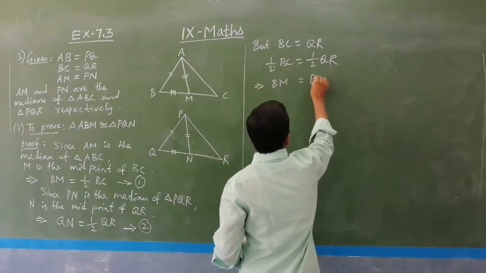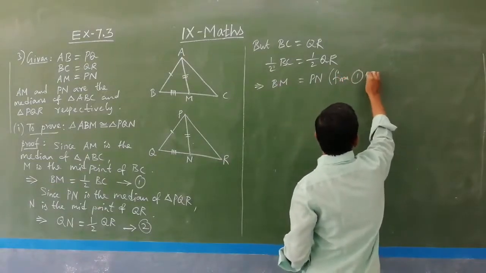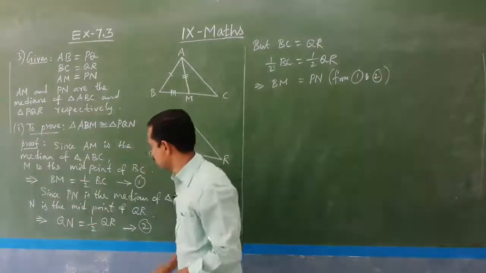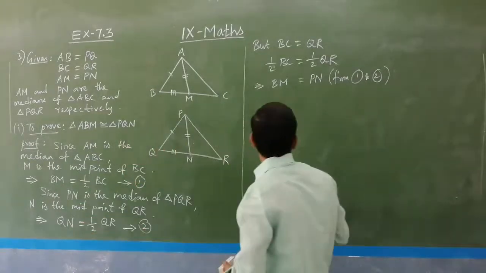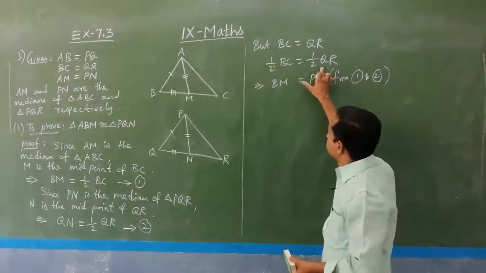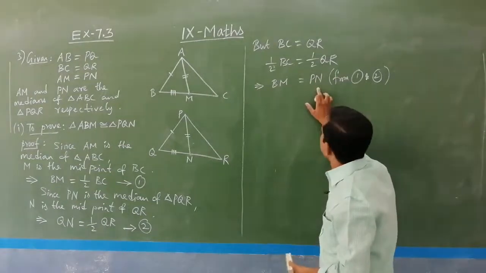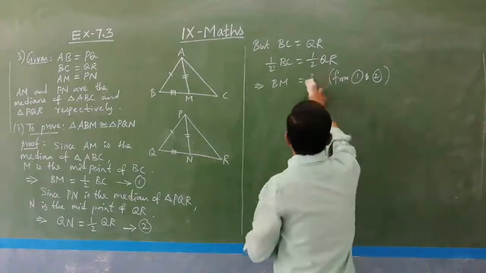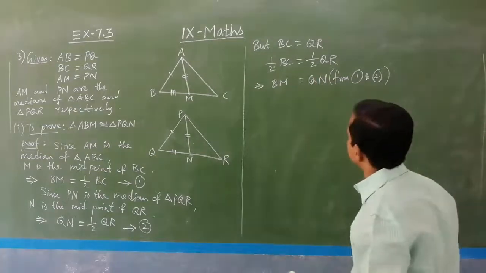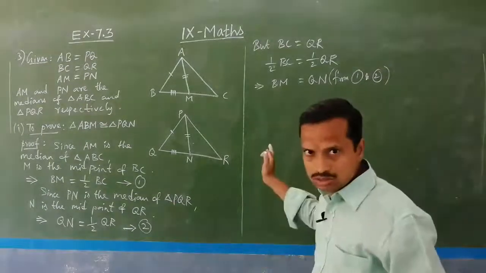This implies BM is equal to QN from 1 and 2. Here you can write the reason: from 1 and 2, half of BC is equal to BM and half of QR is equal to QN, and we have shown that half of BC and half of QR are equal. Therefore, half of BC is equal to BM and half of QR is equal to QN. Sorry, it is QN. Therefore, BM is equal to QN. So like that we can say. Can you understand this? Okay.